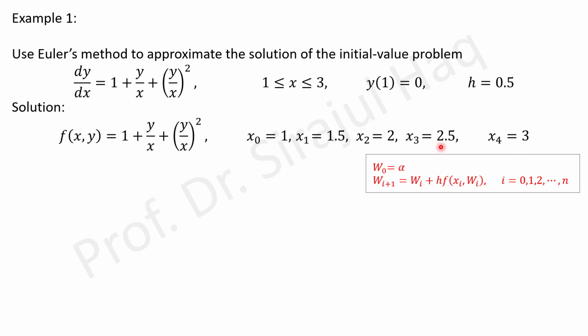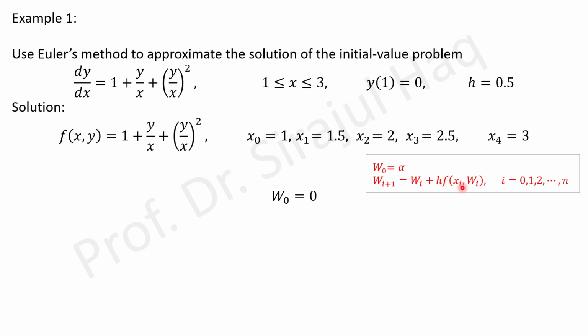So these are the points, these are the mesh points, and the target is to find the solution at these points. It means that W0 is there, which is given to you. You have to find W1, which will be the solution at x equal to 1.5. W2 will be the solution at x equal to 2. W3 will be the solution at x equal to 2.5. And W4 will be the solution at x equal to 3. That's the reason I'm using W0 as the solution at y equal to x0, and y at 1 is given to you, that is 0.